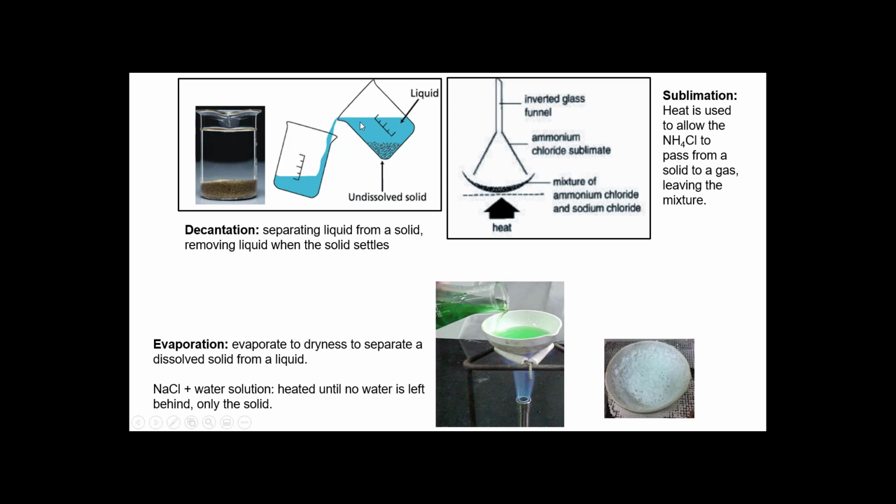You pour the water or liquid into another beaker and you leave the solid behind and you try to remove as much as you can. You need a little patience to do this carefully, but this is decantation. Separating liquid from a solid, removing liquid when the solid settles. So you would take the top layer and leave the bottom layer.